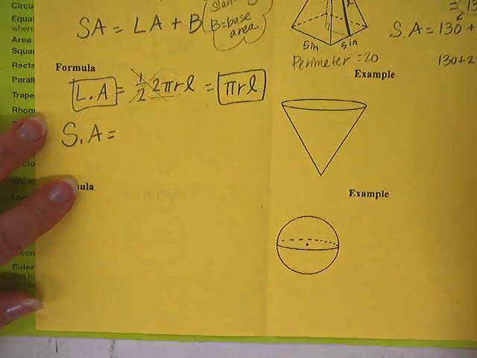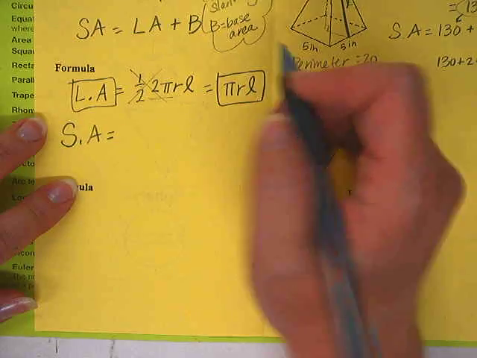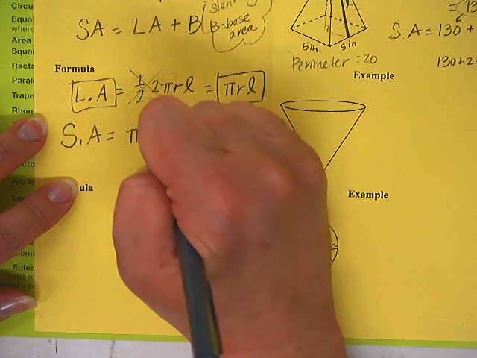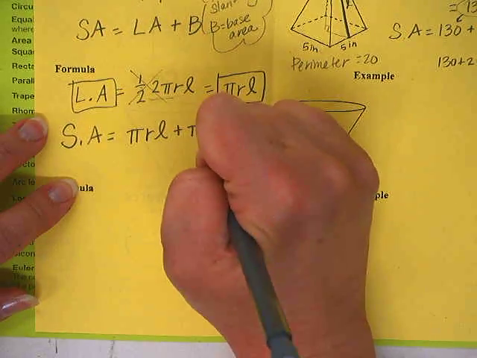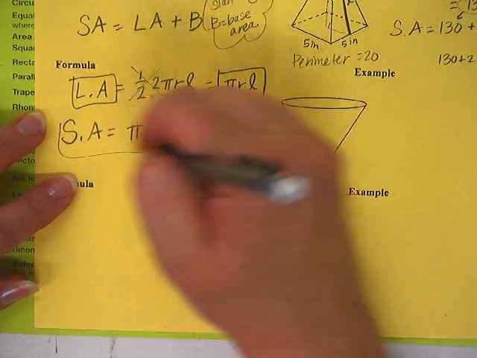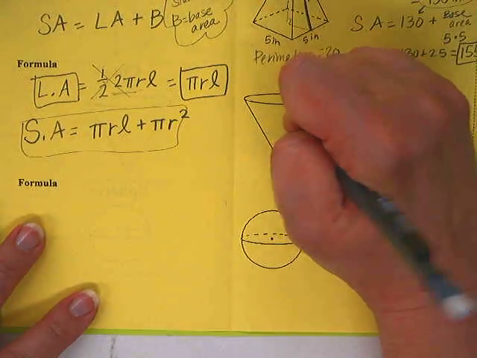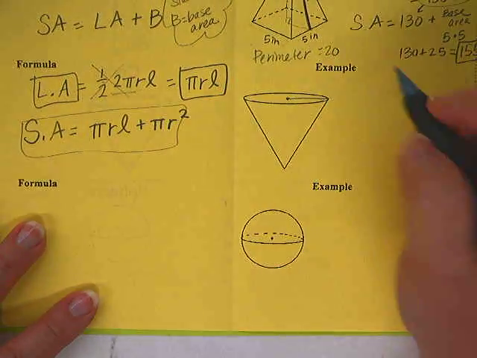Okay, so that's the lateral area. And then the surface area is, you add a base of a circle base area to that, right? So pi RL plus 1 base, which would be pi r squared, because it's one circular base.